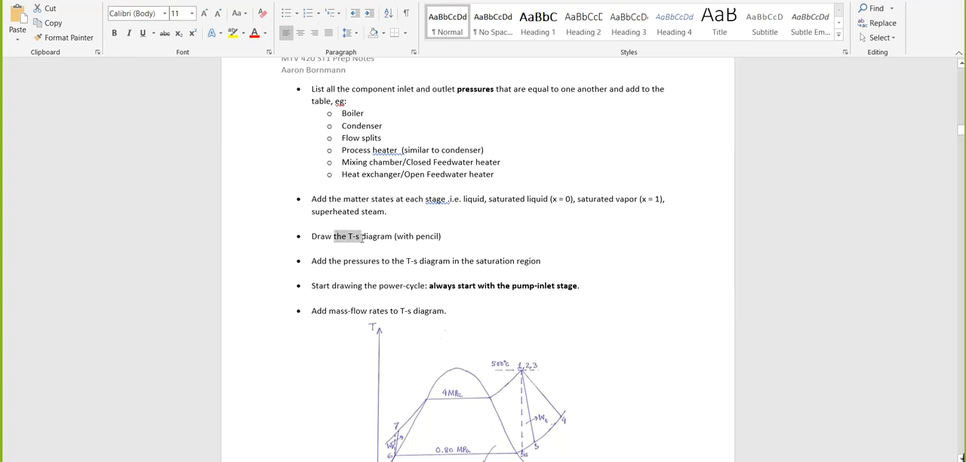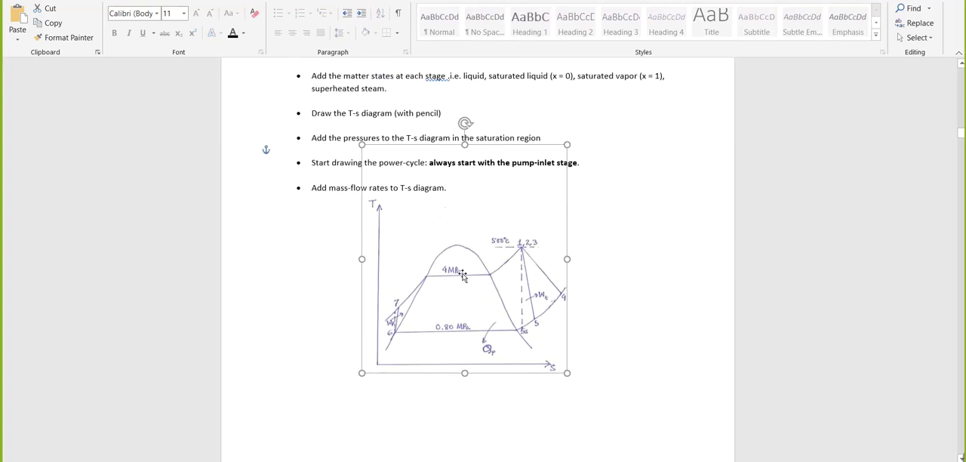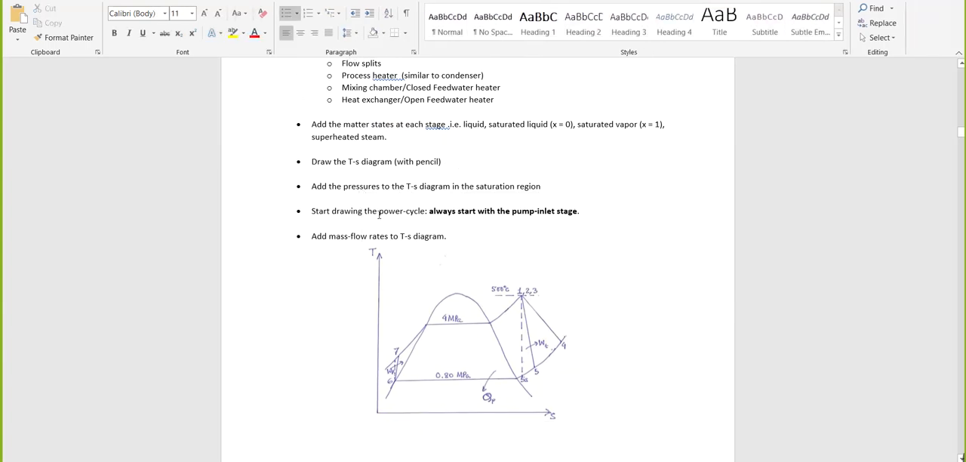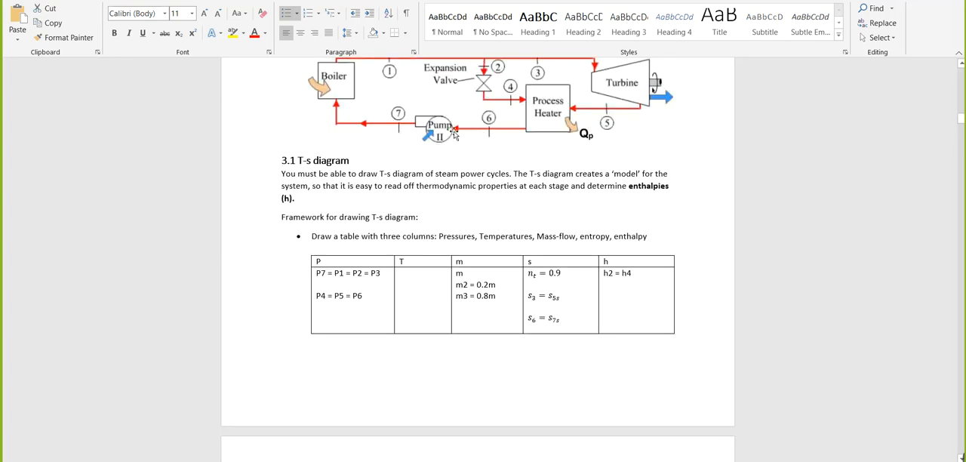So then draw the TS diagram. I recommend you draw it with pencil. Then add the pressures to the TS diagram in the saturation region. The pressures are always added in the saturation region, on the lines. And then draw the power cycle, the direction it flows. When you start drawing the power cycle, you always want to start with the pump inlet stage, which in this case is number 6.